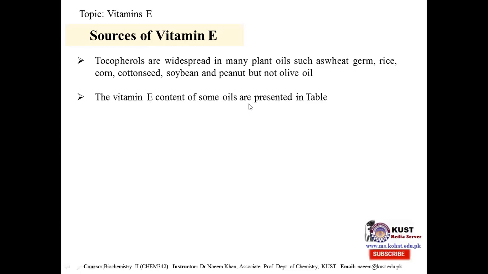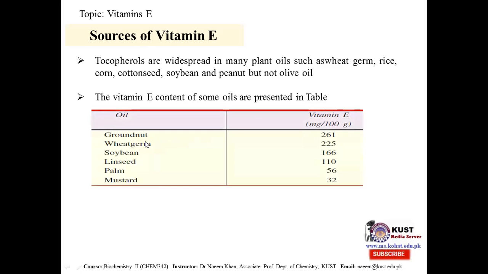The vitamin E content of some very common oils is like this. Groundnut contains vitamin E at a concentration of 261 milligram per 100 gram of the sample. Wheat germ contains 225 milligram per 100 gram. Soybean contains 166. Linseed 110. Palm contains 56, and mustard contains 32. So thus we can say that groundnut and wheat germ are the richest sources of vitamin E, containing more than 200 milligram per 100 gram of the sample.